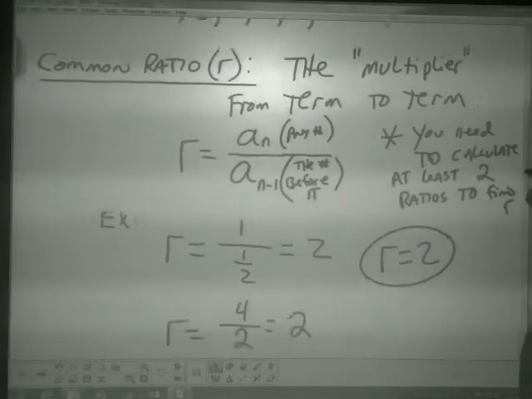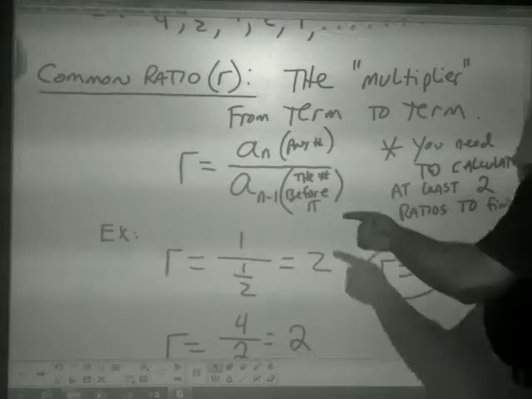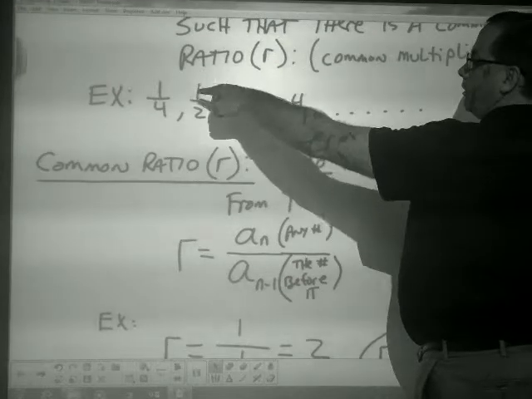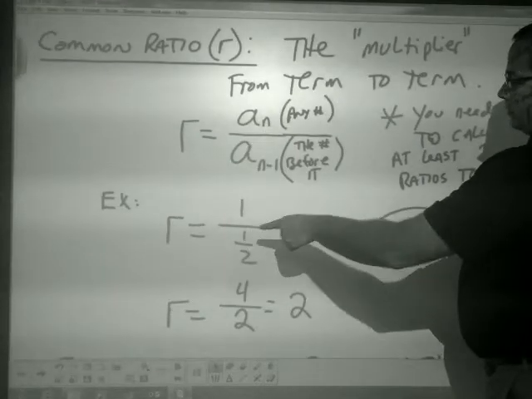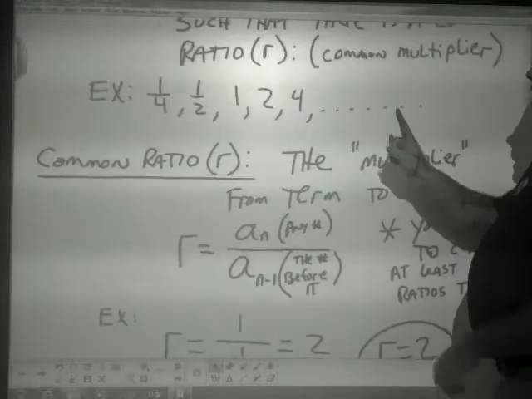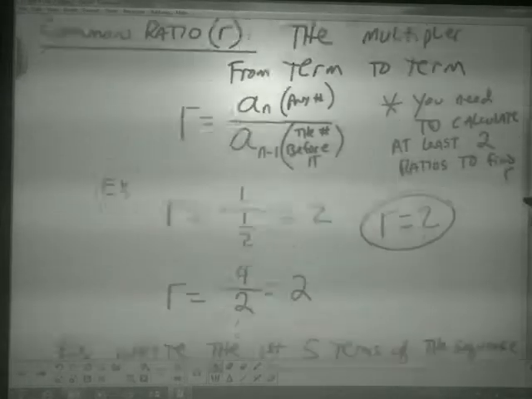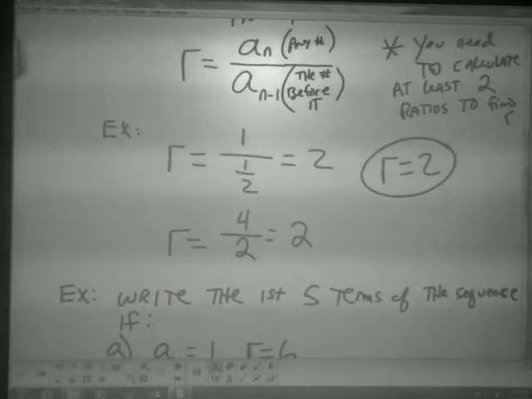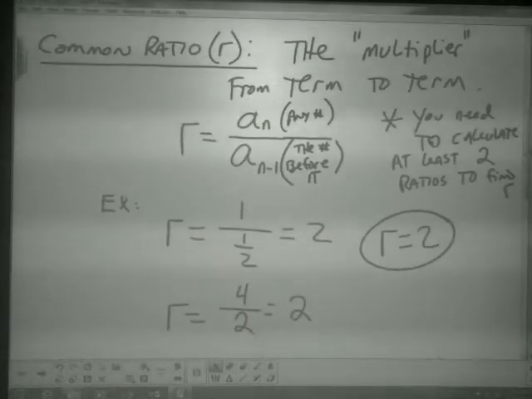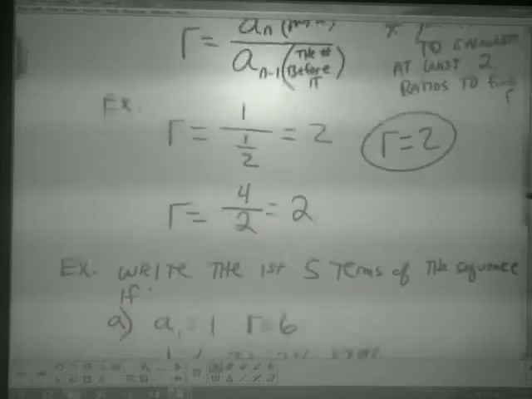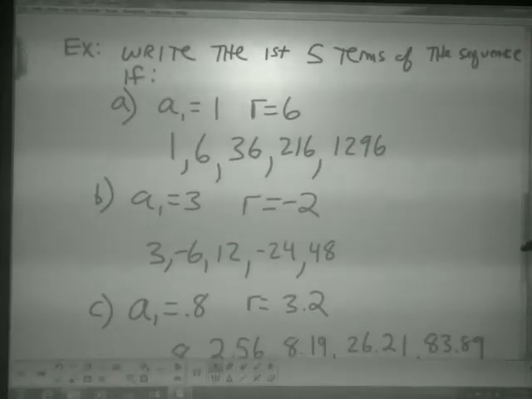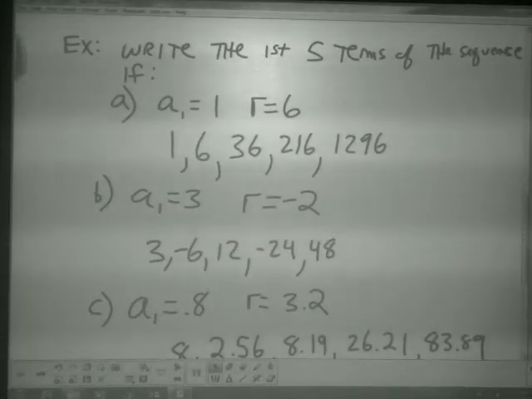So you have to make sure you do at least two to make sure you know that you have a geometric sequence. So I'm going to take any number. I'll take the number 1, divide it by a half, divide it by the number before it, I get 2. I take any number, 4, divided by the one before it, 4 divided by 2 is 2. So my common ratio is 2. So sometimes the question might ask for the common ratio. Sometimes it might say write out the first 5 terms or write out the first certain number of terms.